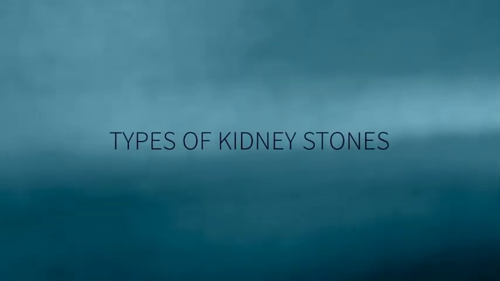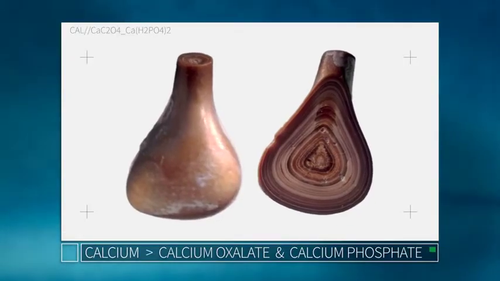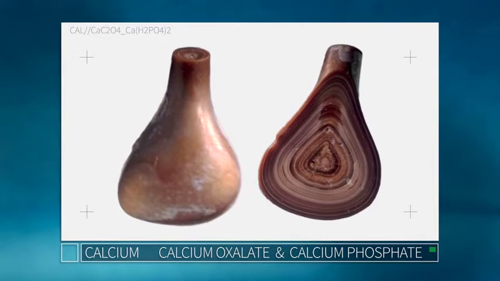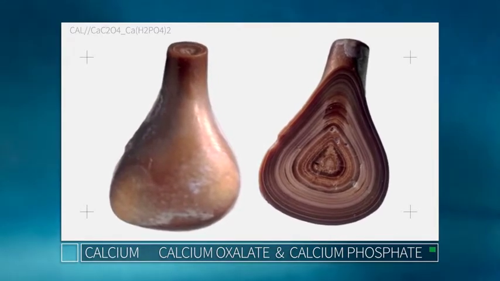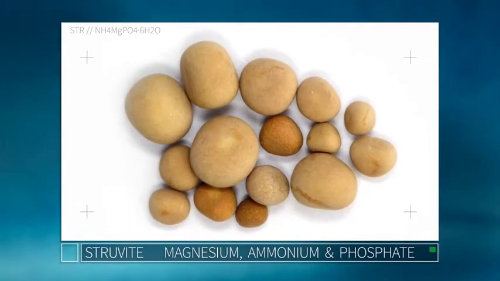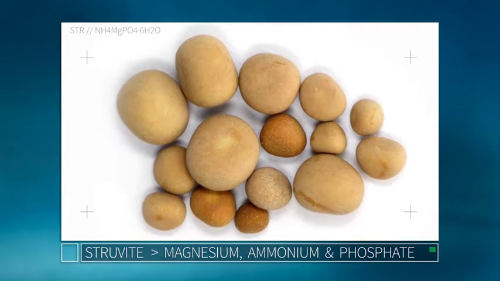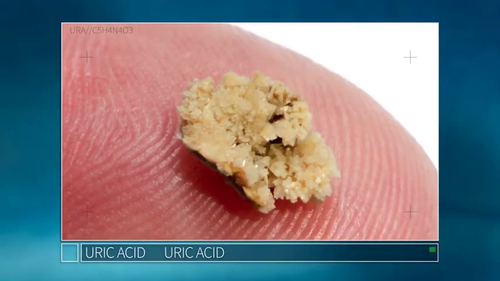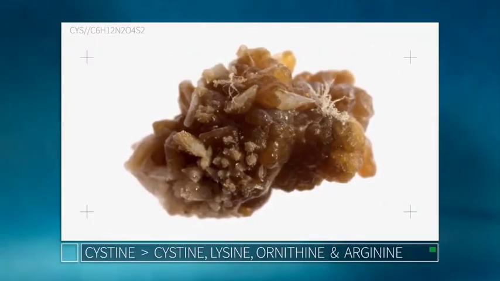There are 4 major types of renal calculi or renal stones. The most common is calcium stones. These are typically stones composed of calcium oxalate and calcium phosphate. There are also struvite stones, and these are composed of magnesium, ammonium, and phosphate. There are uric acid stones, and also stones composed of the amino acid cysteine.